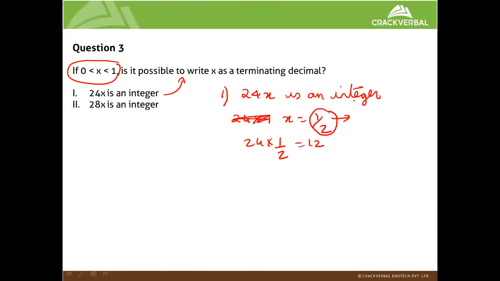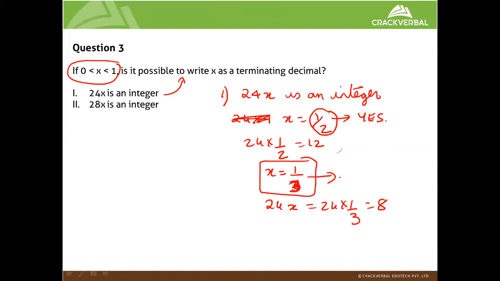And is half a terminating decimal? I get a definite yes to the main question. But I can also take x to be 1 by 6 or 1 by 3 to make it simpler. 24x here is going to be 24 into 1 by 3, which is 8, which is still an integer. So x can also take a value of 1 by 3. In this case, I get a no, since 1 by 3 is definitely not a terminating decimal. So the first statement is clearly insufficient.